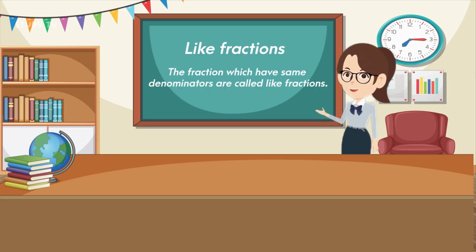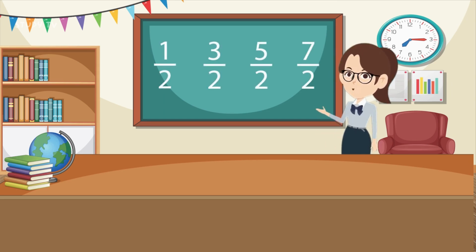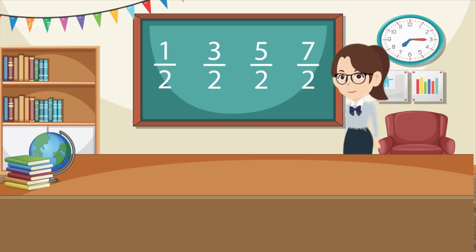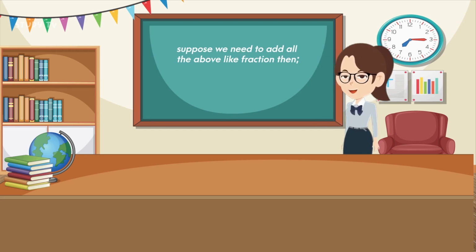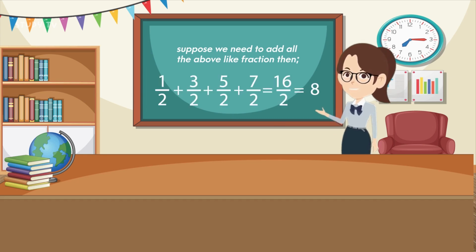Like fractions. The fractions which have the same denominators are called like fractions. For example, 1/2, 3/2, 5/2, 7/2 are like fractions. The simplification of such fractions is easy, as all the denominators here are the same. Suppose we need to add all the above like fractions, then 1/2 plus 3/2 plus 5/2 plus 7/2 is equal to 16/2, which is equal to 8.